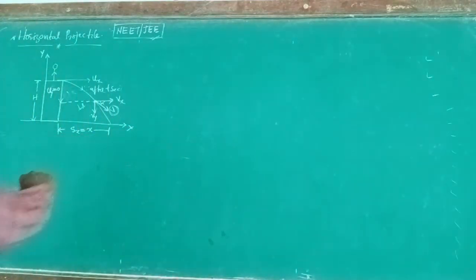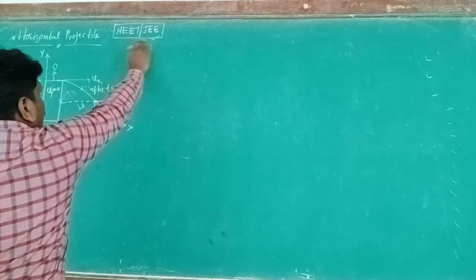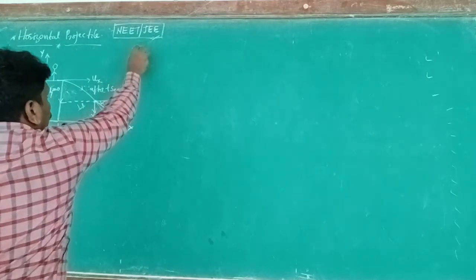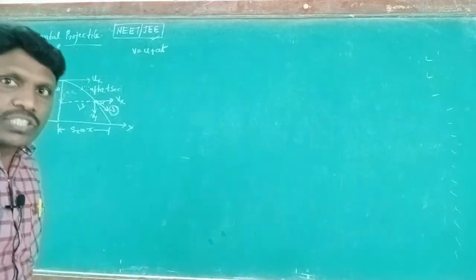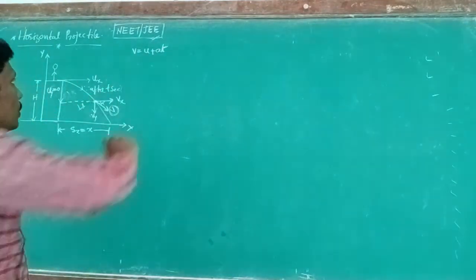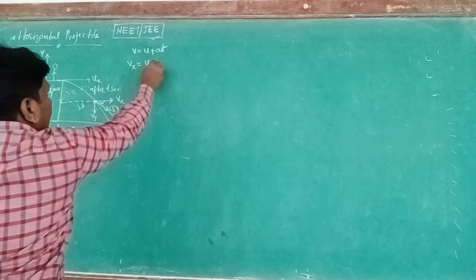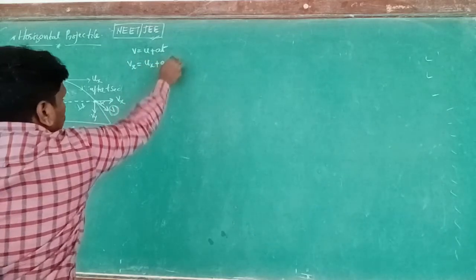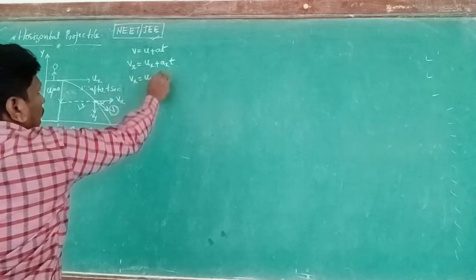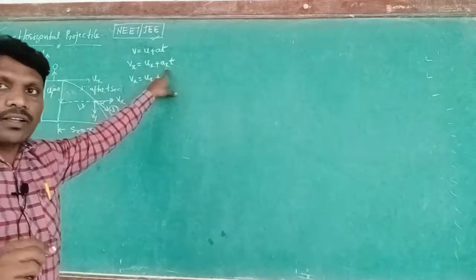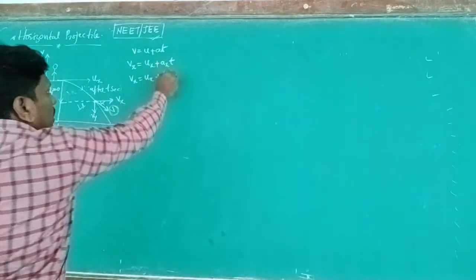What is Vx? Generally, let us consider V is equal to u plus at. This is the first kinematic equation, V is equal to u plus at. If it is applied for x, there is no ax, nothing but acceleration is 0 in the x direction, so this term becomes 0.